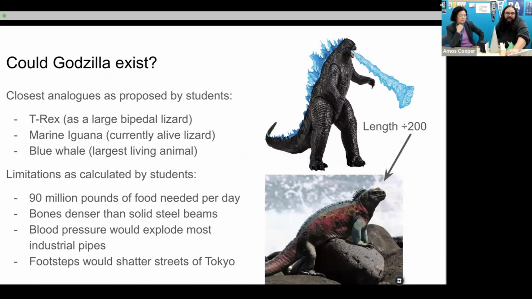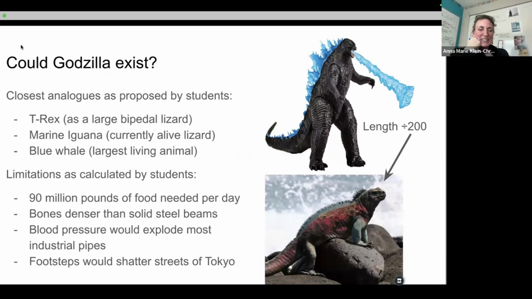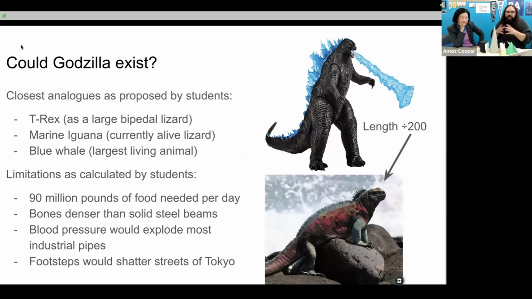One of the things that I like to talk about is how changing a shape might change how things look and how things could exist in real life. One of the projects that students chose, that they got really interested in, was: could Godzilla exist? Throughout the course of this project, students figured out all sorts of different things.